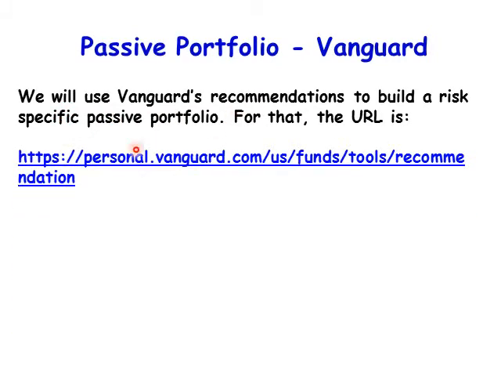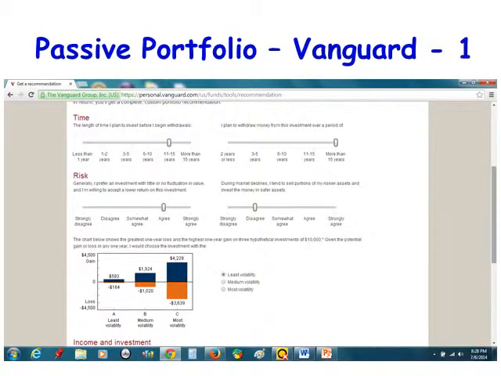For that, the URL is personal.vanguard.com/us/funds/tools/. This is the tool that comes up, and you select time horizon, your risk tolerance, and some other data here, and then the tool gives you your recommended portfolio. Let's see what the recommended portfolio is.